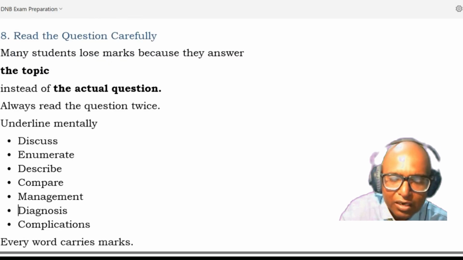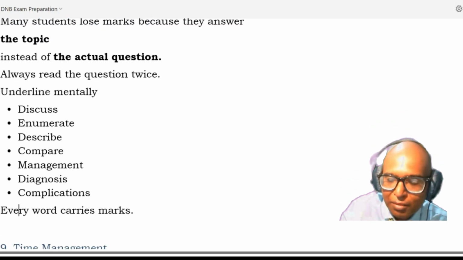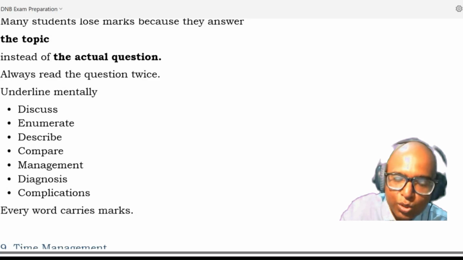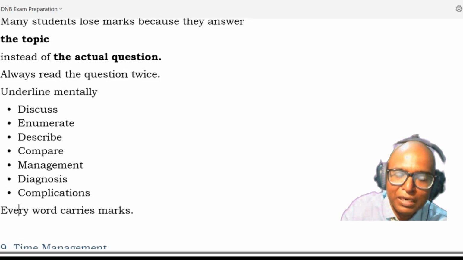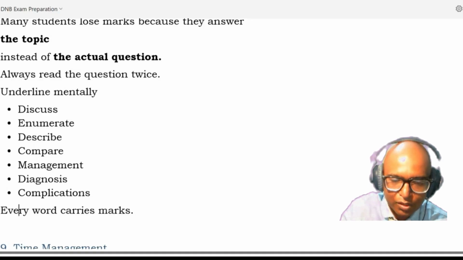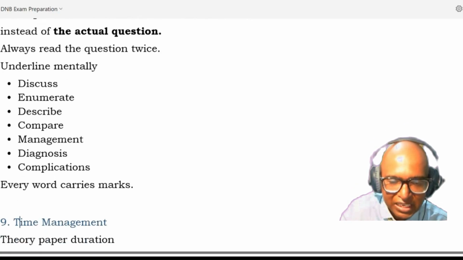When you read the question, in your brain you should underline certain words like discuss, enumerate, describe, management, diagnosis, complications. These are the words which are used in the questions, and they will decide how you are going to frame your answer. For example, if it is a compare question, it is always better to use tables rather than description, so that the comparison is very, very easy.